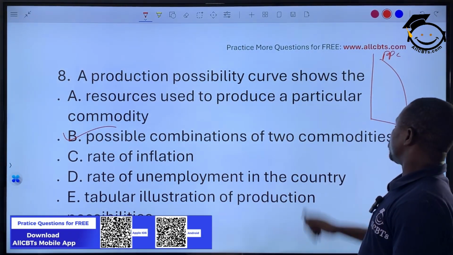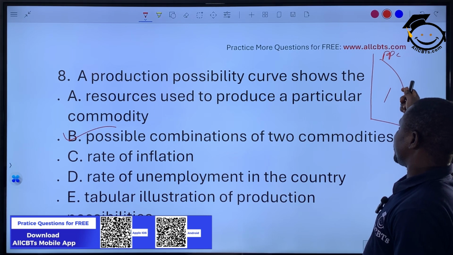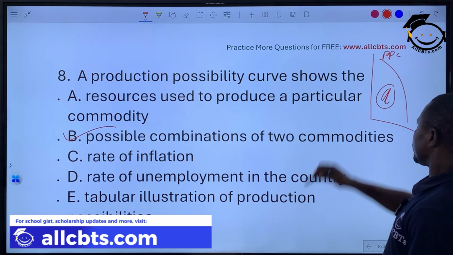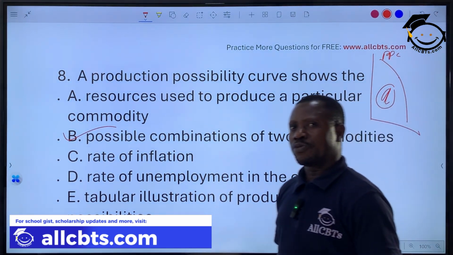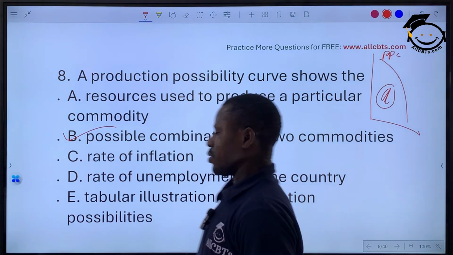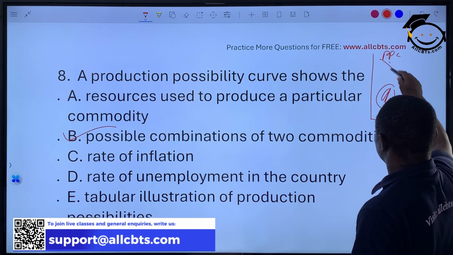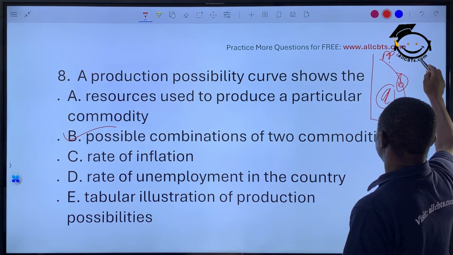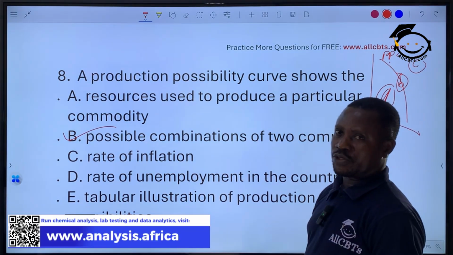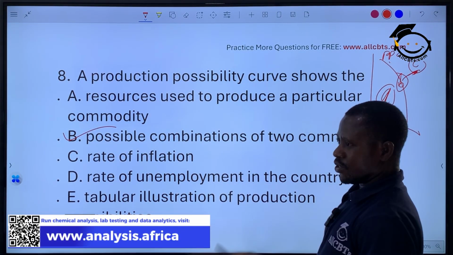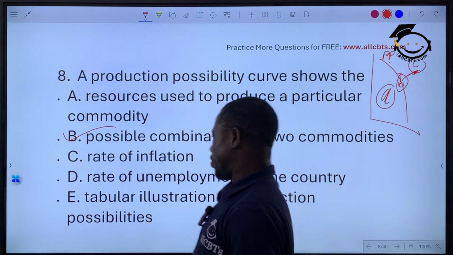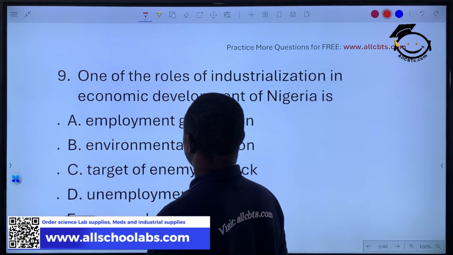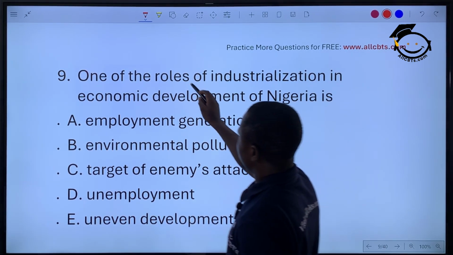You can check one of our videos. We did extensive discussion on this. We also discussed that when you have a point, like point A, below, it means some resources are underutilized. And when you have points along the curve, B, that is full utilization. And when you have another point C, outside, that's overutilization, that's a growth. And remember that when there's continuous growth, eventually it will lead to what? Development.